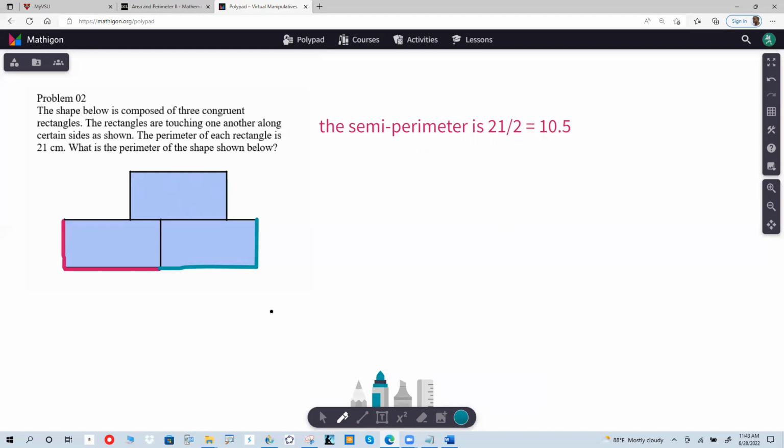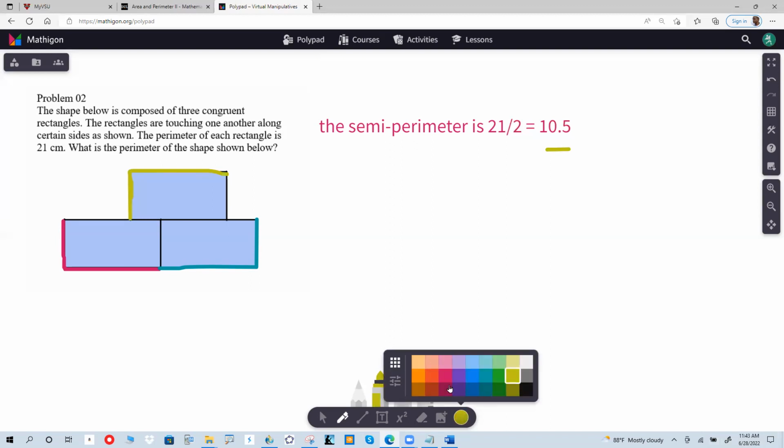Now, here is the tricky part. Bear with me. Let me change the color. You have to analyze these problems. I've done them, so I kind of know, but you have to pause and reflect. This plus this is also 10.5 right here. Now, here's the tricky part. Let me change the color. Orange. Okay, this is the width.